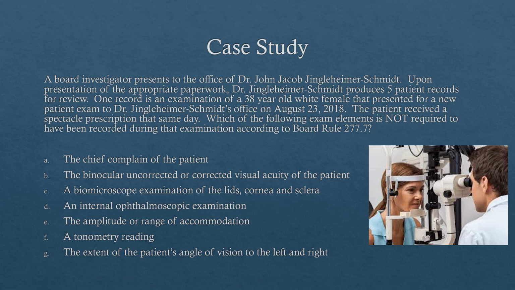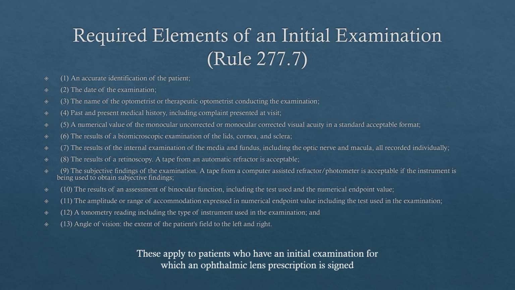And the correct answer is the binocular uncorrected or corrected visual acuity of the patient. Now, while we do need to record the monocular corrected or uncorrected acuity of the patient, you are not required to record a binocular visual acuity. So here's the actual text from Rule 277.7, the required elements of an initial examination. It's important to keep in mind that these elements apply only to patients who have an initial examination for which an ophthalmic lens prescription is signed.